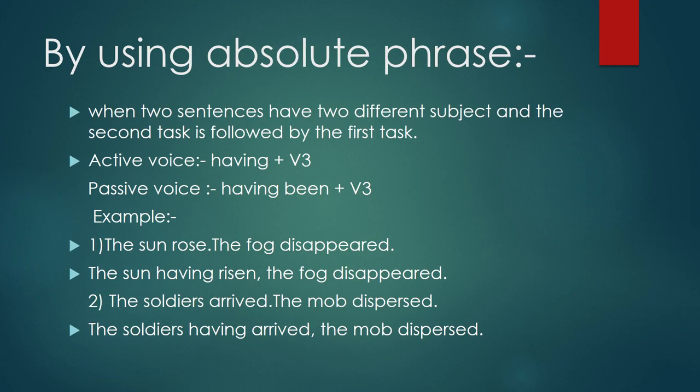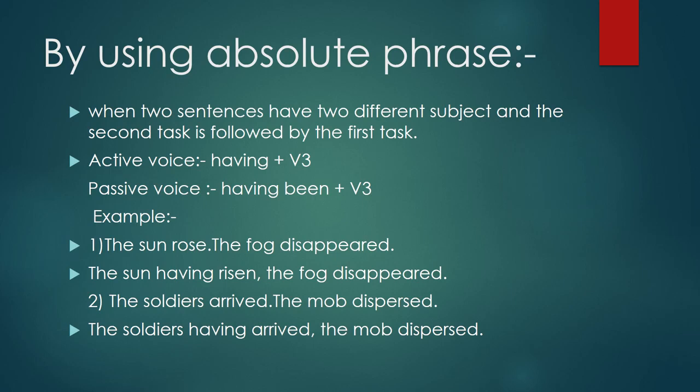By using absolute phrase. When two sentences have two different subjects and the second task is followed by the first task, in an active sentence, we use having plus third form of the verb, and in a passive sentence, we use having been plus third form of the verb. For example, the sun rose, the fog disappeared. Here, the second task is followed by the first task, you can see. So your answer will be: the sun having risen, the fog disappeared.